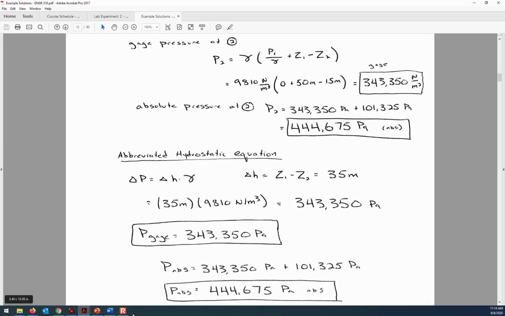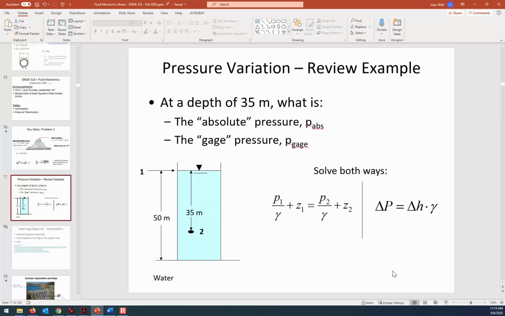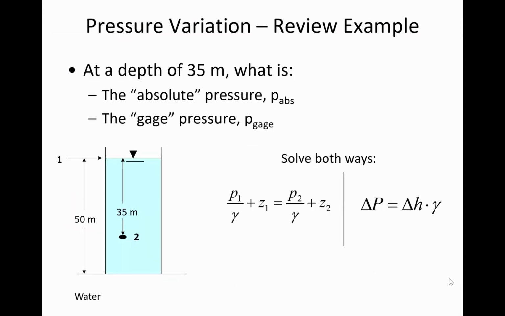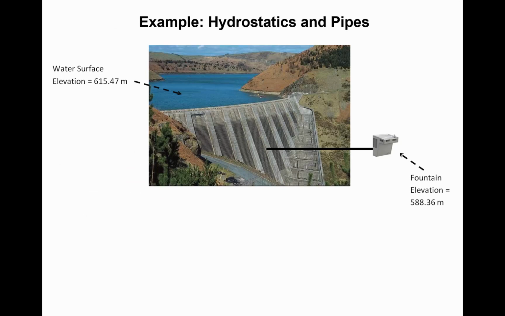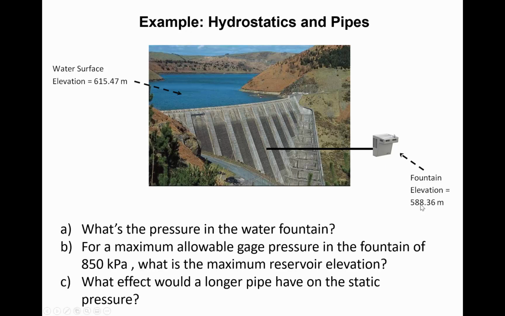All right, so that refreshes our memory after a long weekend how to use the hydrostatic equation. Now there's some interesting applications of that. One is that if we had a water fountain connected directly to a dam and we knew the elevation of the water behind the dam and the elevation of the fountain, then we could use the hydrostatic equation to find what is the pressure in the fountain.